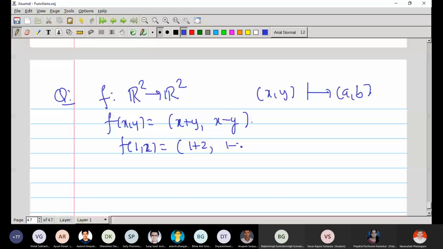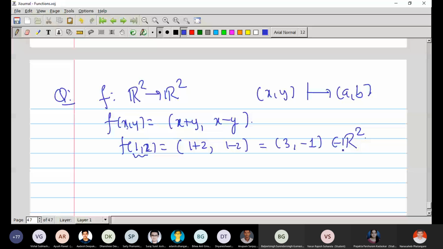3 and minus 1. Right. x plus y, x minus y, so 1 plus 2, 1 minus 2. So if I apply the function on elements in R2, I get an element in R2 again. So this is a function from R2 to R2. Right? You think about this function. Next time we'll discuss more about it.